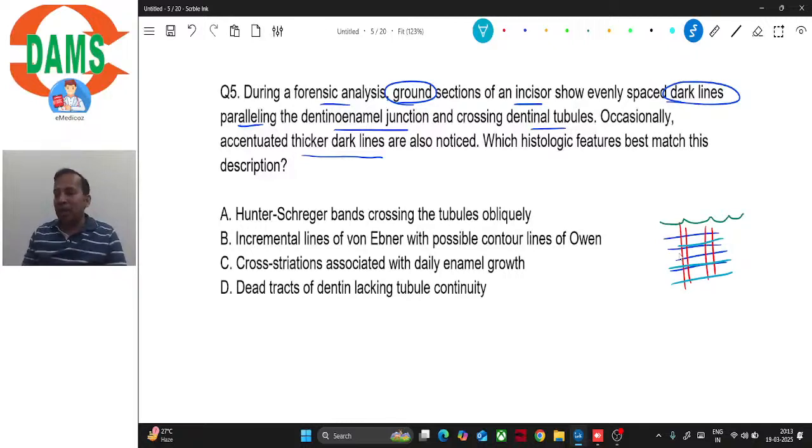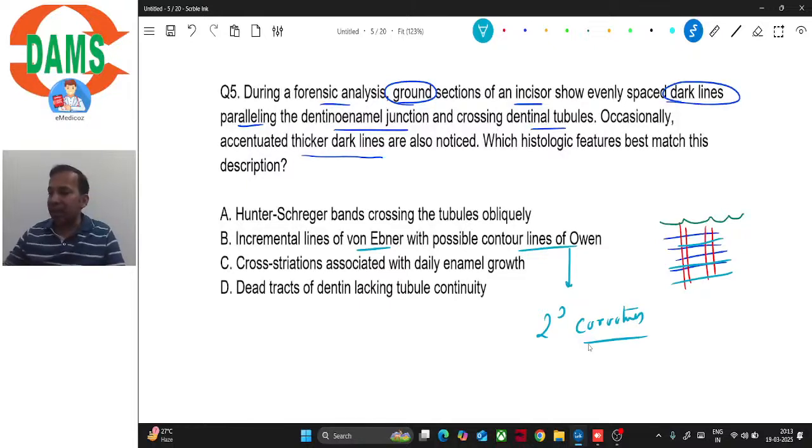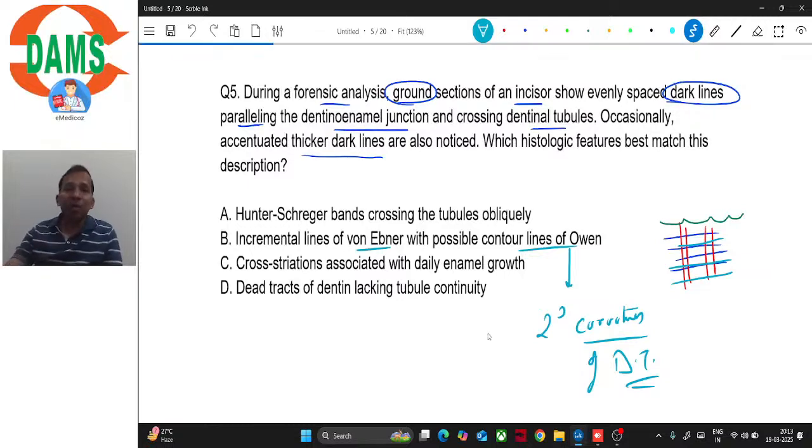So irregular lines, as I just said, these would be incremental lines, and the contour lines of Owen are produced due to overlap of the secondary curvatures of dentinal tubule, isn't it? So some contour lines of Owen would be seen, and most of these lines are incremental lines of von Ebner, isn't it? I'm extremely sorry.